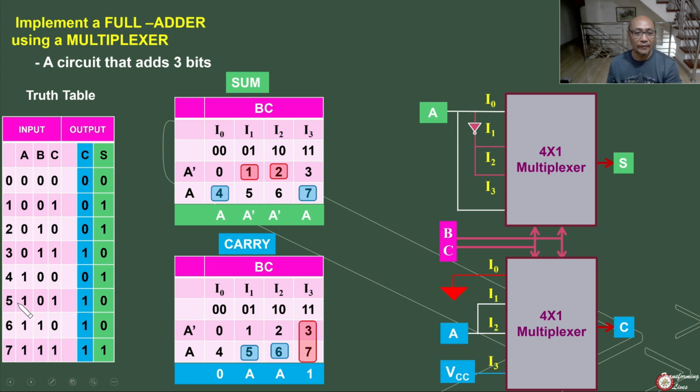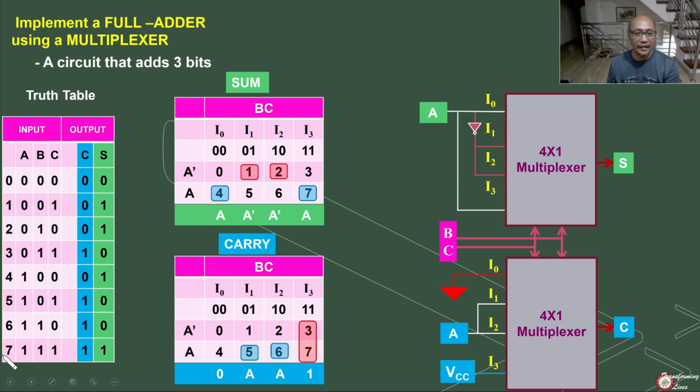Let's try 5. 5 will be 1, 0, 1. So BC again is 0, 1. Since it's 0, 1, what will be selected is I1, both I1. A is equal to 1. Since I1 is selected and A is equal to 1, this will be equal to 1. Whereas this one, A is equal to 1, inverted will become 0, therefore our sum is equal to 0 and our carry is equal to 1.